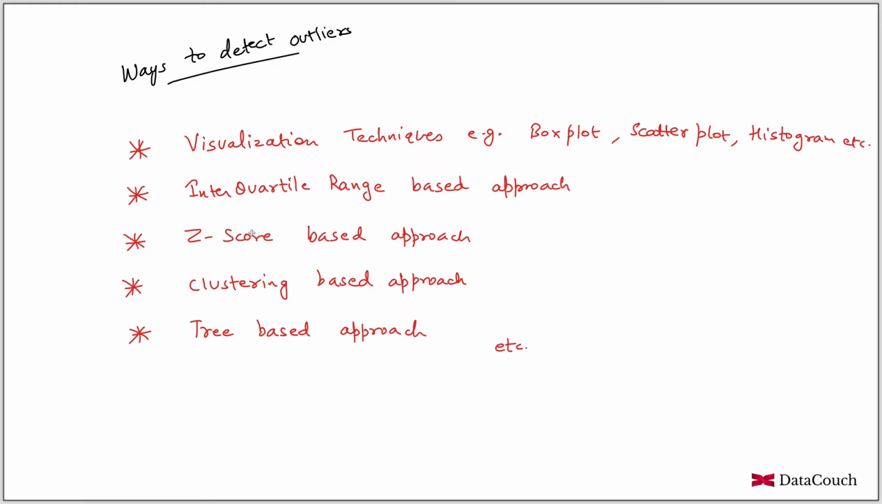And then we have the z-score based approach. This is when your data is Gaussian distributed, and you want to take values between 3 sigma and minus 3 sigma, then that is the z-score based approach. And then we have clustering based approaches. You may use DBSCAN or maybe k-means clustering, and there is also the isolation forest based approach. So these are various approaches.